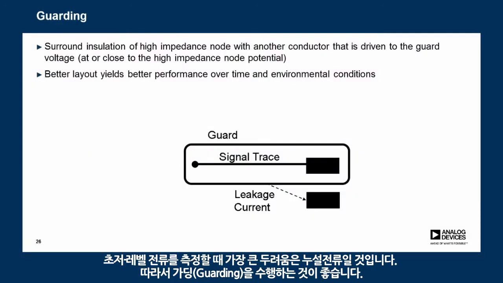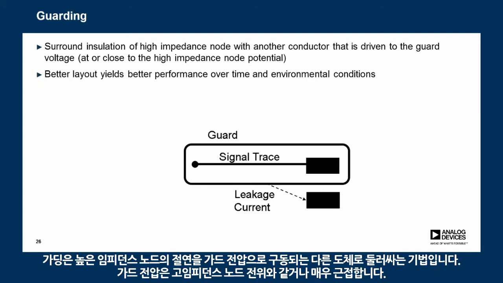So here, when doing ultra-low level current measurement, I guess the number one fear would be leakage. So I recommend doing guarding. And guarding is actually a technique to surround the insulation of your high impedance node with another conductor that is driven to the guard voltage. So the guard voltage is going to be at or very close to the high impedance node potential.